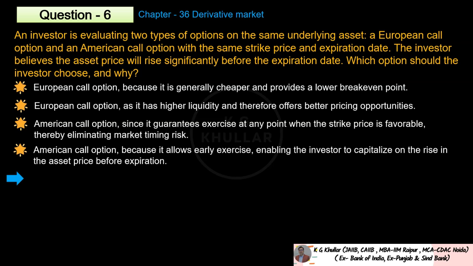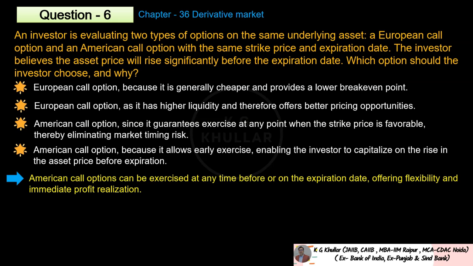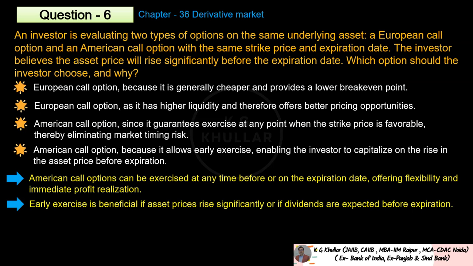Now friends, please note that the American call option provides the flexibility to exercise the option at any time before or on the expiration date. Now this can be highly advantageous if the investor anticipates that the asset price will rise significantly before the expiration. In fact, this early exercise feature is a key distinction between American and European options, as European options can only be exercised at the expiration.